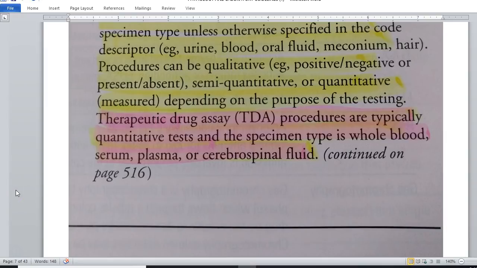Hello, coders. I'm sorry about part one being so short. My computer crashed and I had to pick up with a new Path and Lab.